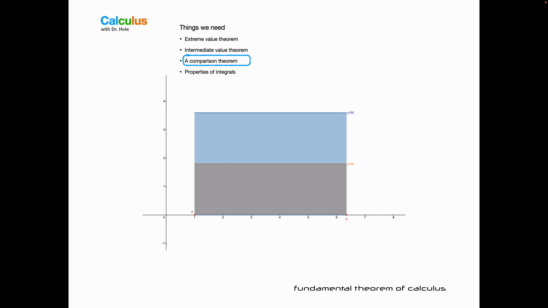Here's a visual of that idea. Two rectangles, one of height capital M, one of height lowercase m, and some interval a up to b. Clearly, the area under the blue line is larger than the area under the orange line. Throw in a graph where the graph always sits above the orange line and sits below the blue line, and then the area under that graph over the interval a to b will be smaller than the area of the rectangle in blue, but larger than the area of the rectangle in orange. So that's a comparison theorem.